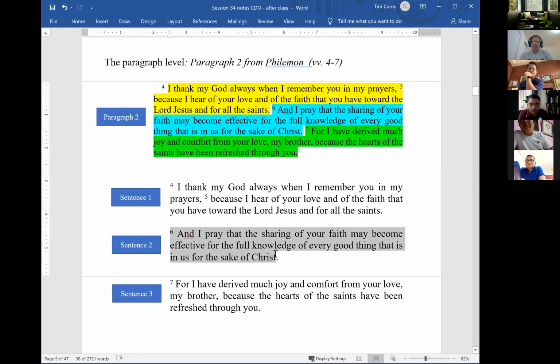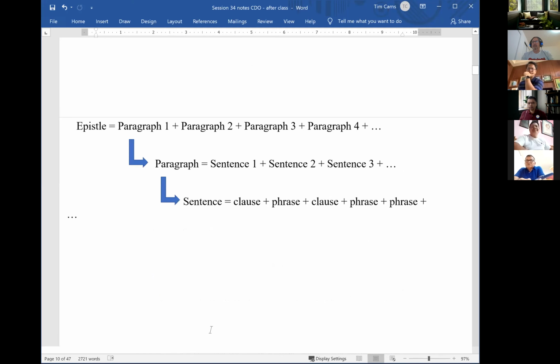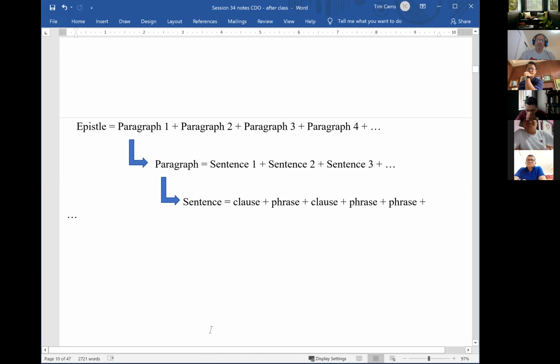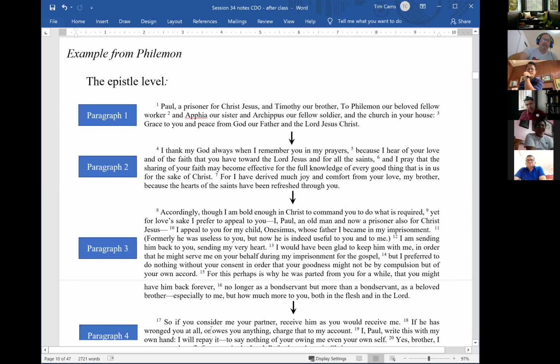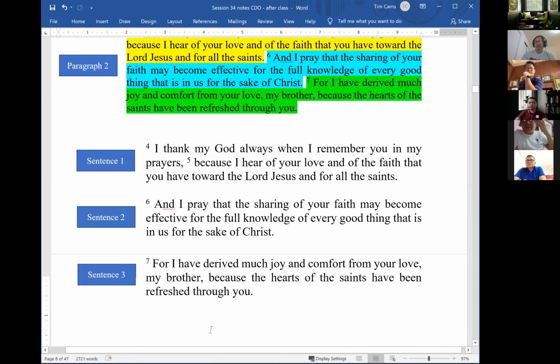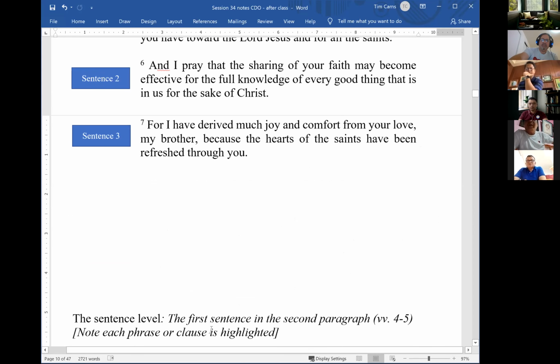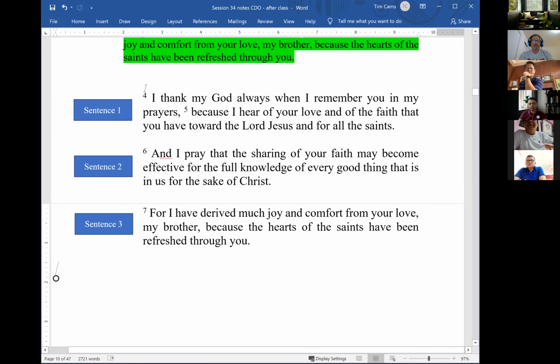Okay, all I'm doing here is showing you this idea by an example. An epistle is broken up into paragraphs. Each paragraph can be broken up into one or more sentences, and each sentence is made up of clauses and phrases. And so here we have Philemon's paragraphs. Each paragraph can be broken up into its sentences, and then each sentence, and I just took the first sentence, verses 4 and 5, can then be broken up into its phrases and clauses.